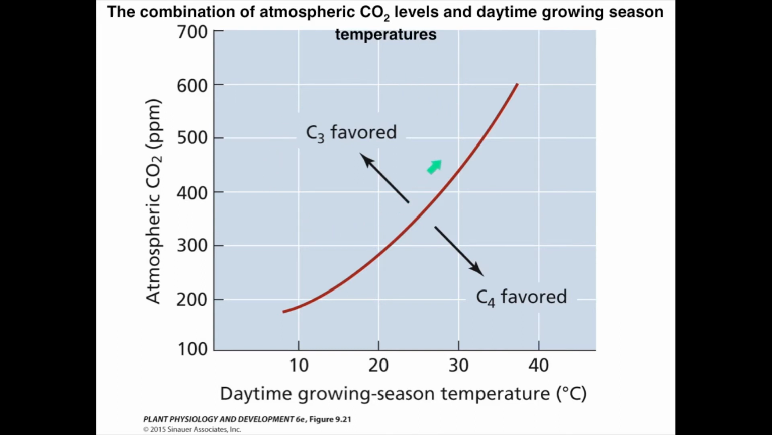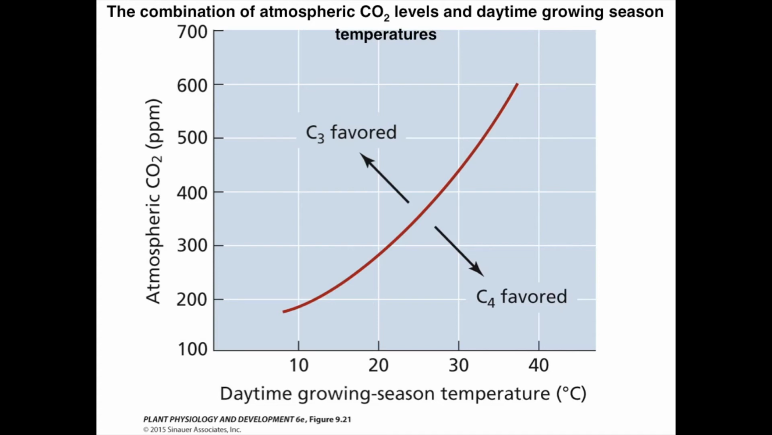So after you've finished thinking about who's going to win out in certain combinations, on the top left or above that reference line, C3 plants will be favored, and this is because of the photorespiration issue. So if CO2 concentration is really high, then more of it will be able to diffuse inside the leaf, making Rubisco act more like a carboxylase.